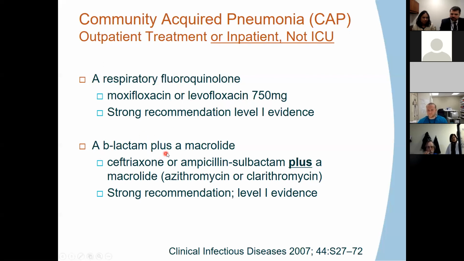A beta-lactam plus a macrolide. So this is another option for outpatient or inpatient non-ICU. You can give ceftriaxone or ampicillin sulbactam plus a macrolide. So if you're thinking maybe they have an aspiration pneumonia, ampicillin sulbactam will give you additional coverage of anaerobes, gram-positives, and gram-negatives. So if you want to give them some additional coverage, you can give them ampicillin sulbactam. Ceftriaxone would work well also.